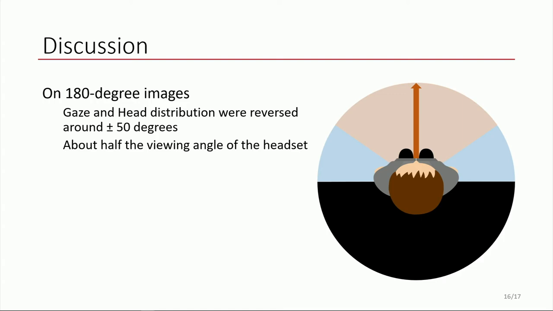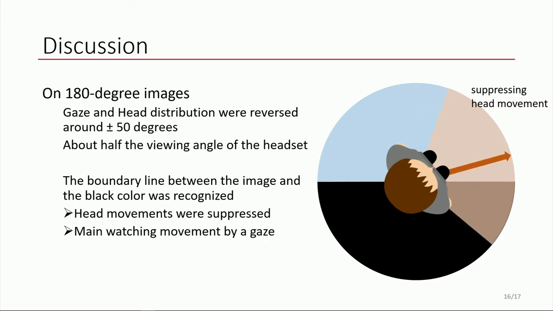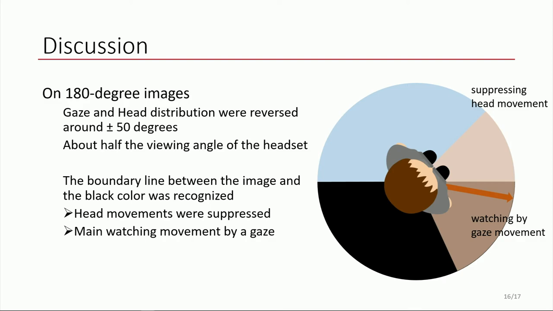In discussion, from the results of the gaze and head movement on 180 degree conditions, the gaze distribution was larger than the head near 0 degrees, and gaze and head distribution were reversed around plus minus 50 degrees. This value is about the half of the field of view of the headset. This means that when the boundary line between the image and the black color was visually recognized, head movement was suppressed and mainly watching by gaze movement.